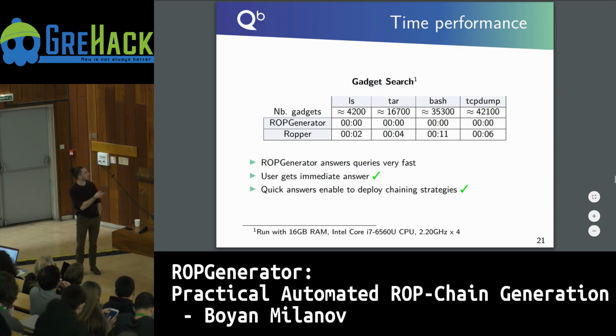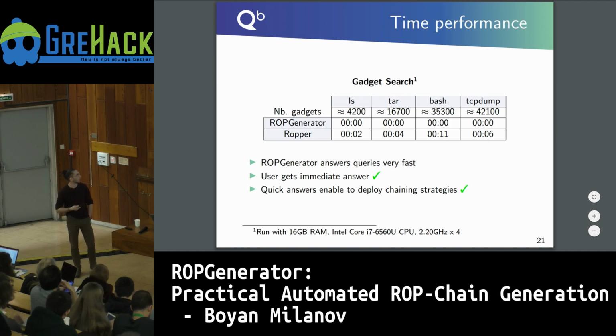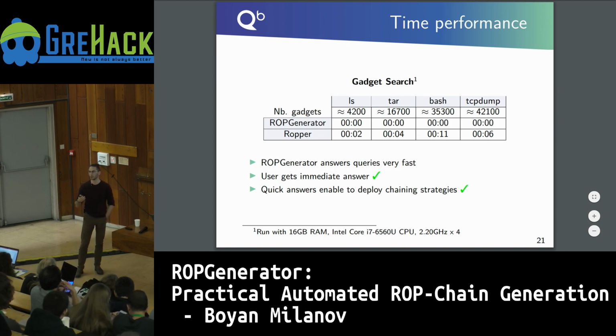But I also measured the time that the tools needed to answer a query. Like when you type a semantic query and what's the time before you get an answer. And actually you got almost immediate answers with the ROP Generator, while Roper takes some time to give you a matching gadget or ROP chain. So I think it's the best trade-off because you can wait for the analysis to be done, but when you sit in front of your computer and start to exploit a program, you don't want to wait 10, 15 seconds to get an answer. It's nice to have a responsive tool.